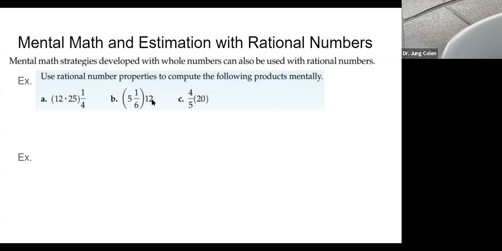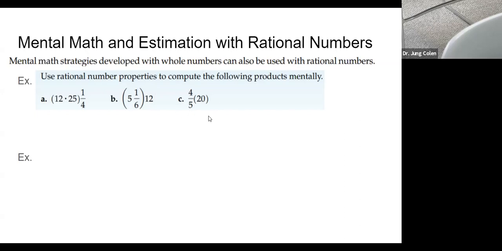What's 5 times 12? 60. 60 whole. And what's 1/6 of 12? 2. 60 and 2, 62. So you can mentally easily solve that problem too. So in this case, what property did I use? I distributed 12 to 5 and 12 to 1/6. So that was distributive property, right?